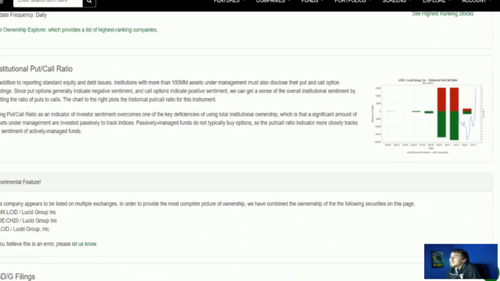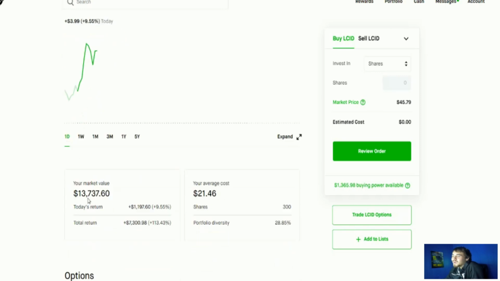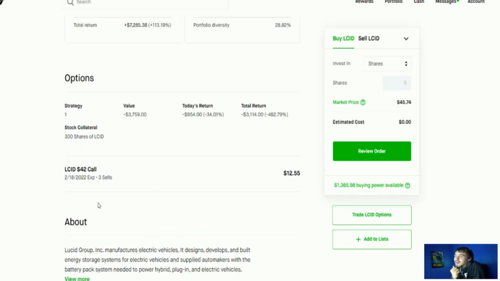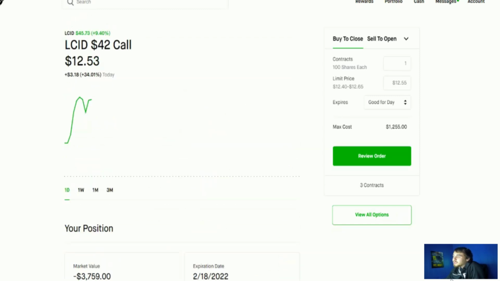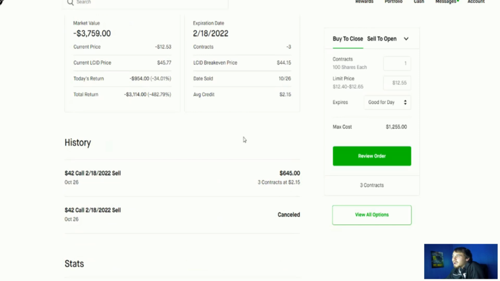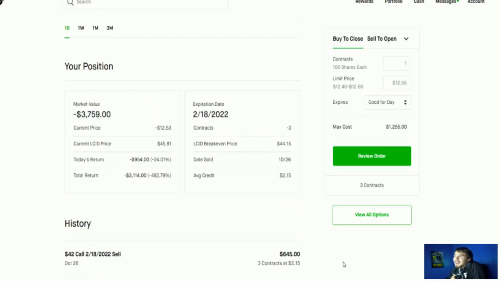And Lucid Motors continues to rally, now up 9.64%. And I am getting clapped on the covered calls that I sold, the $42 covered calls for February 18, 2022. I sold three of them at $215 a piece. Now they are currently worth $1,250 a piece. I'm probably going to roll these out by the end of the day, go into a little bit of margin, and then obviously once I get the credit, take that margin away.